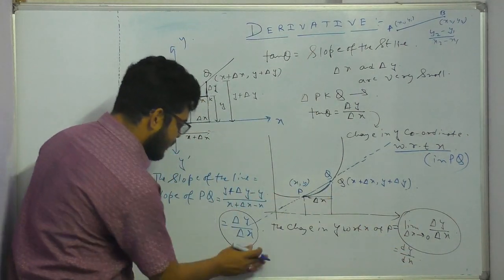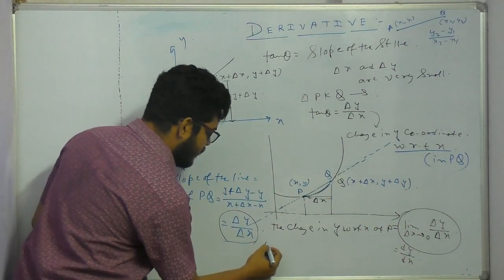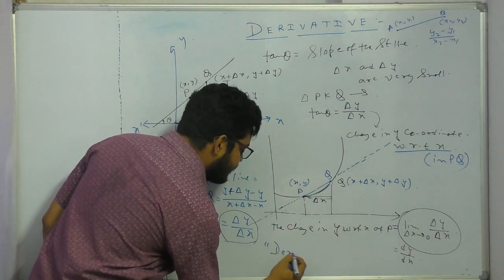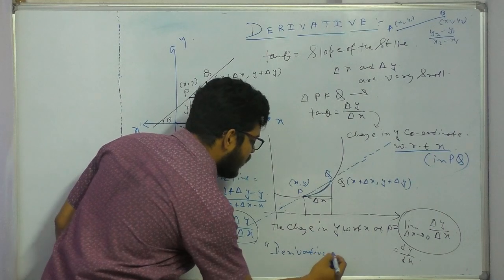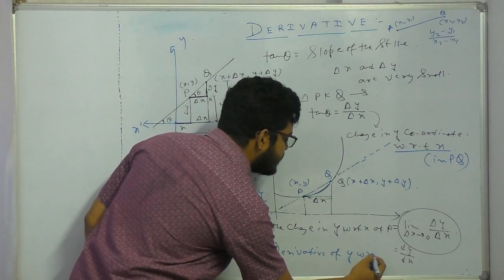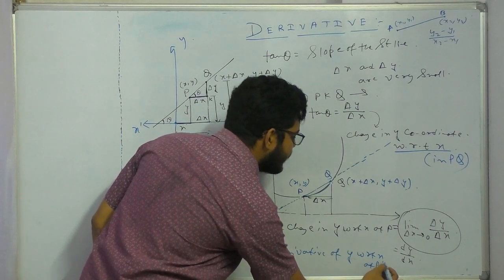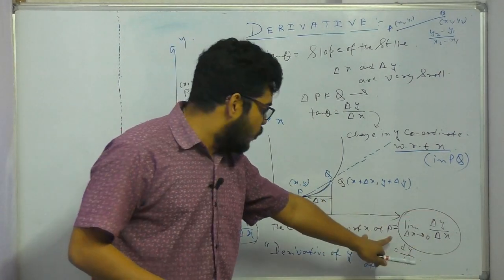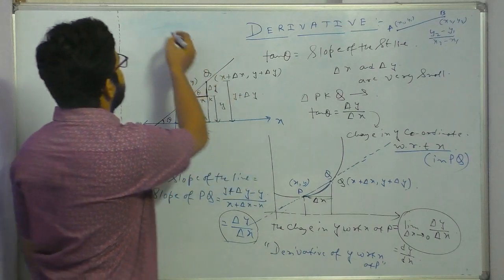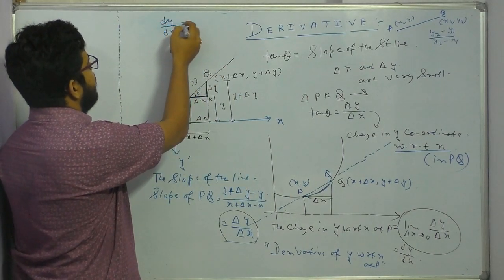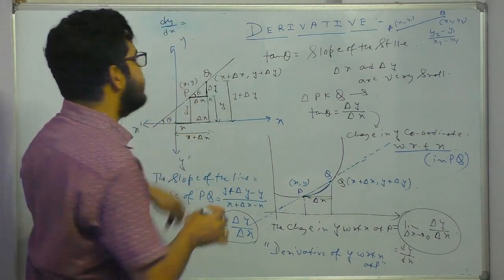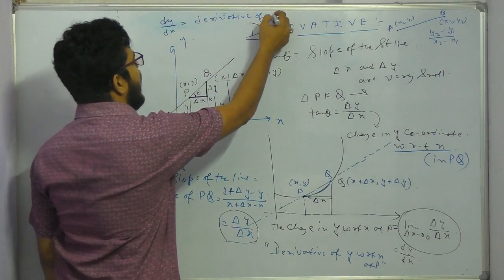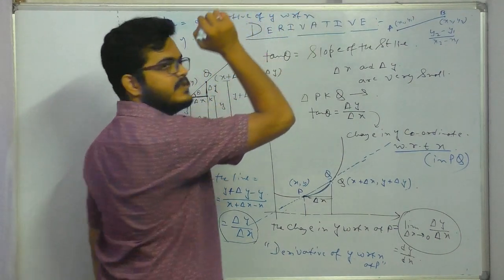And this is formally denoted as derivative of y with respect to x at P. This is called derivative of y with respect to x, where d stands for derivative. So what is dy dx? Dy dx means derivative of y with respect to x.